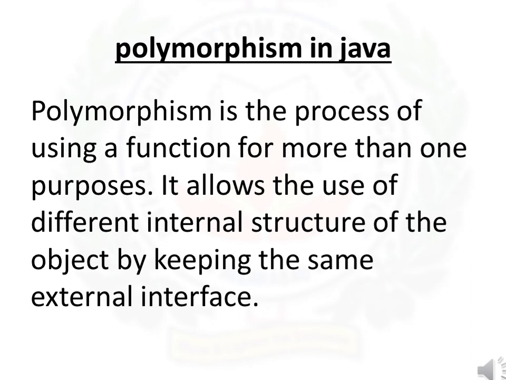Next basic element is polymorphism. Poly means many and morphism means forms, that is, many forms. This term is derived from biology. Polymorphism is the process of using a function for more than one purpose. When we are developing a function, it can be used for more than one purpose. It allows the use of different internal structures of the object while keeping the same external interface.